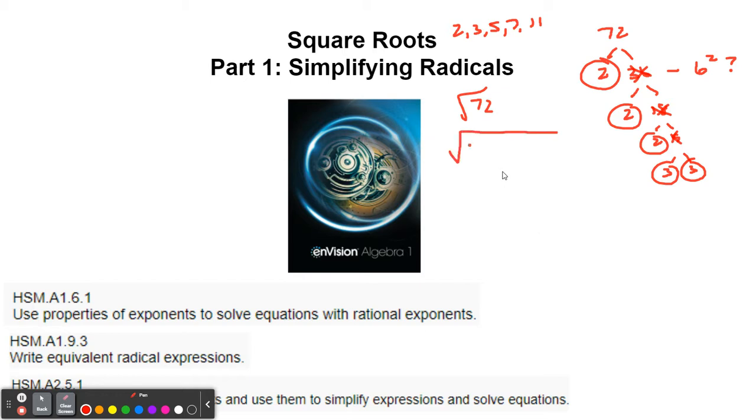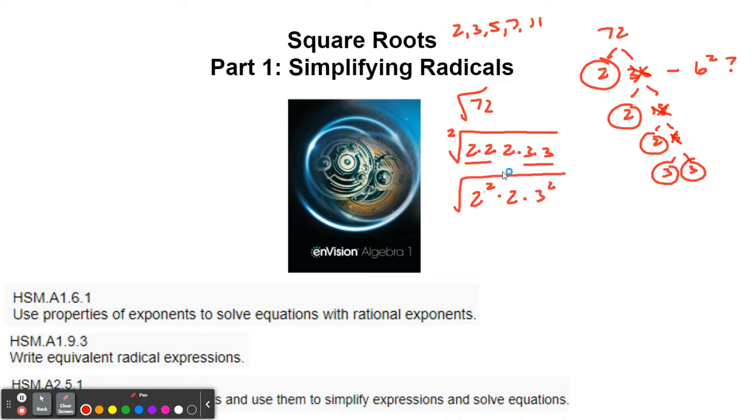So I'm going to write this down as 2 times 2 times 2 times 3 times 3. And with square roots, remember there's a hidden index 2 right there. So anything that is squared can come out of the square root. So I'm going to group my 2's by 2's. So I have a 2 squared, and then this 2 is by itself. And then I'm going to group these two 3's with a squared.